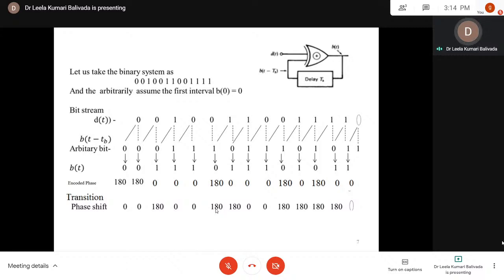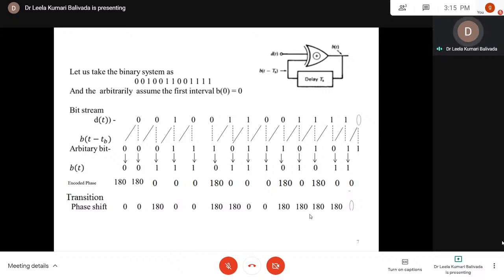So when B of t is equal to 0, the transition phase shift is 0. And for D of t equal to 0, the phase shift is 0. For D of t equal to 1, there was a 180 degrees phase shift. And for 0, there was a 0 transition phase shift. For 0, it was 0. And for 1, 180 degrees. And for 0, 0, 0, 0. And for 1, 1, 1, 180 degrees phase shift was there.